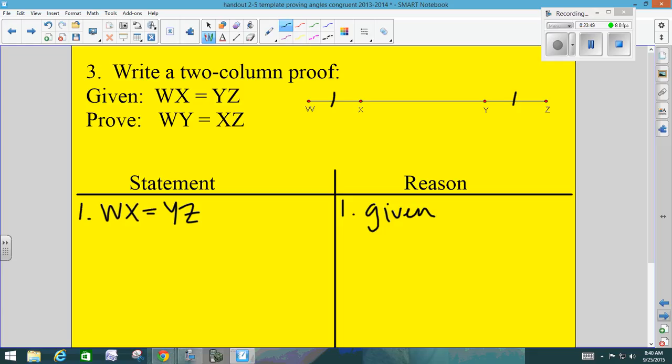Okay, we're trying to prove that WY is the same as XZ then. If I'm trying to prove something about WY, I should probably get that in my proof. So look at WY in your picture. Do we know anything about segment WY? WX plus XY equals WY. Is that what you said? You guys agree with him? The length of WX plus the length of XY would be WY? What would be our reason for that guy? Good, the segment addition postulate.